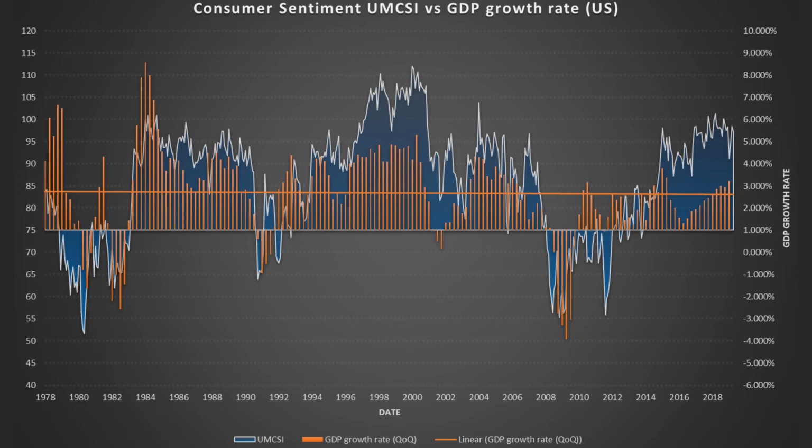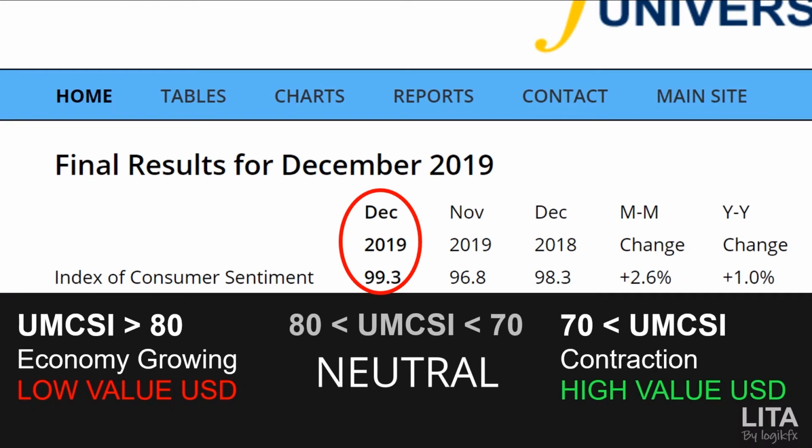Now, what does this actually look like if we were to look at this particular data? Well, this is what it would look like if you were to Google UMCSI and see what comes up. Our latest value is 99.3. As you can see, I've circled here, December 2019, 99.3. This is exceptionally inflationary on the consumer side. So consumers, you and I, the majority of the people that Michigan has asked, are splashing cash like no tomorrow. According to this report, they're going out and spending as much as possible.